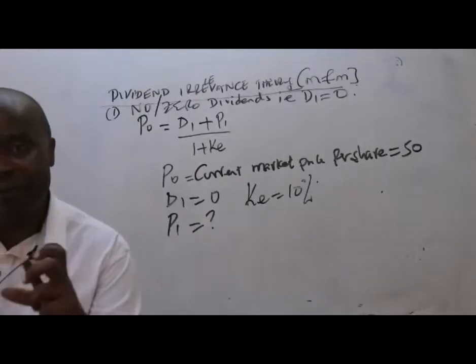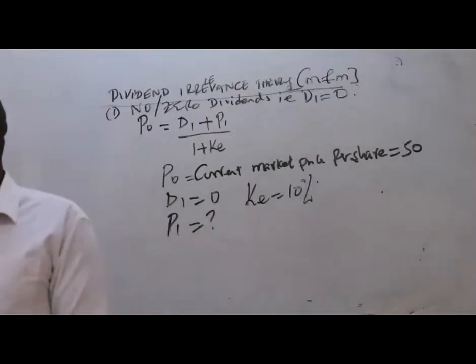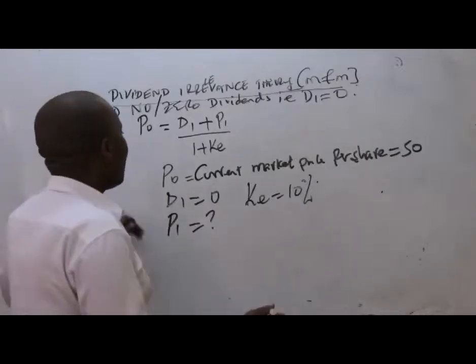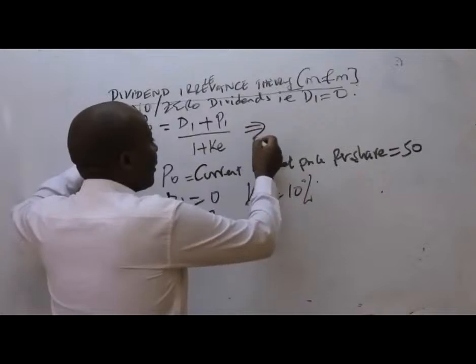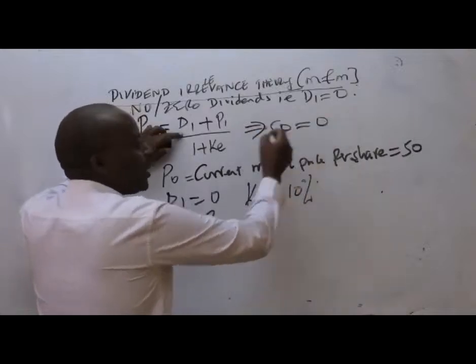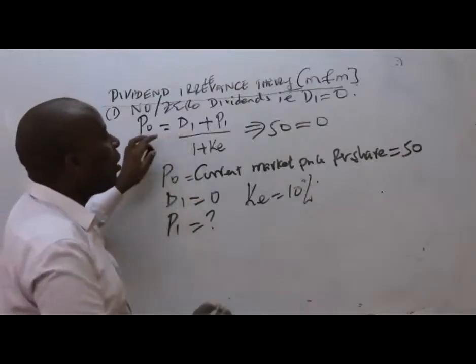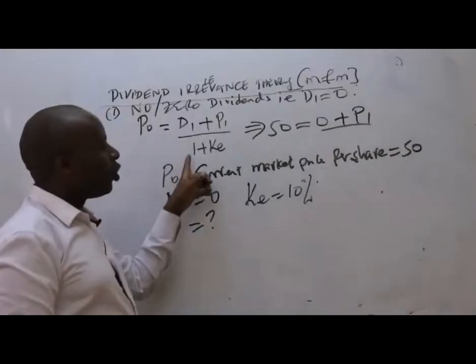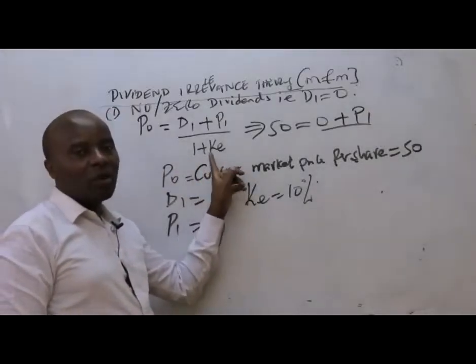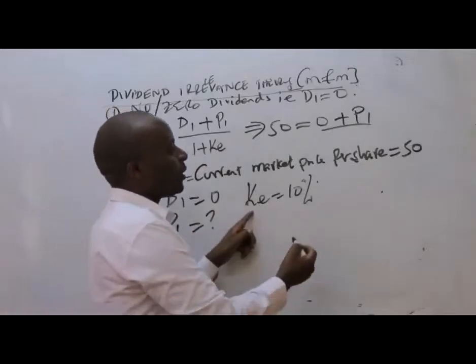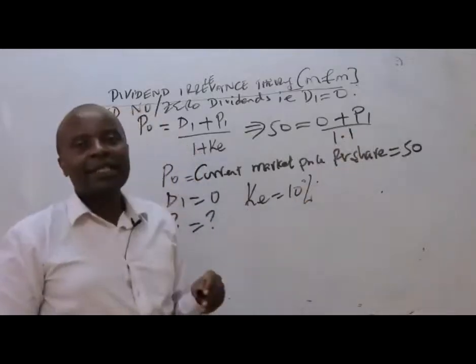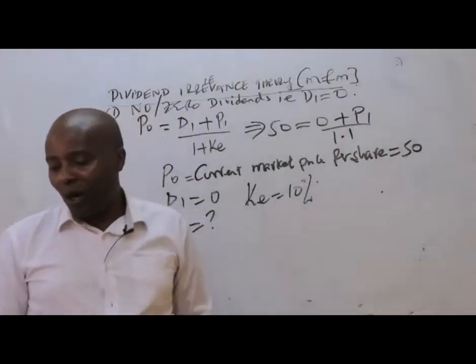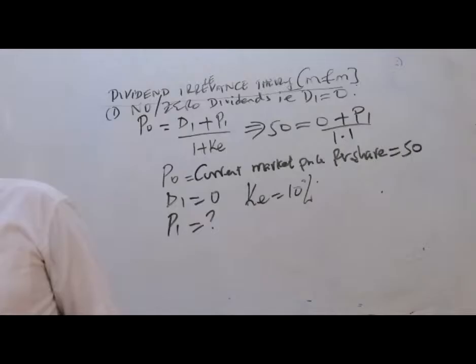So is there somebody who can make some adjustments there? Yeah. So in this case, our P0 is 50, which will be equal to D1, that is 0, plus P1, that we do not really know the value of at the moment, all over 1 plus Ke, cost of equity, which is 10%. So 1 plus 10% is the same as 1.1.